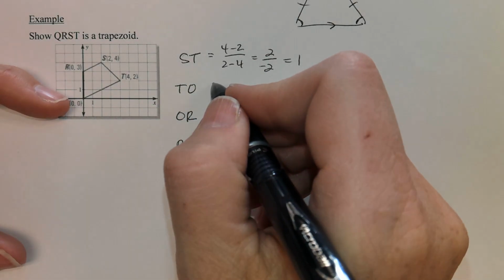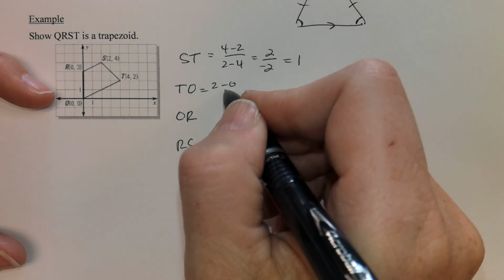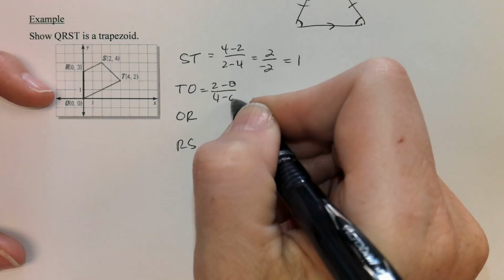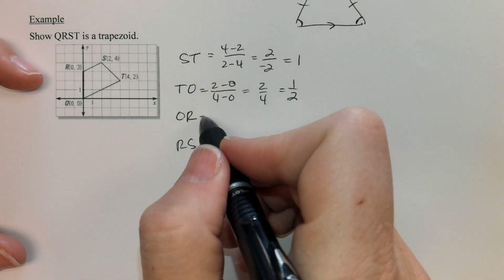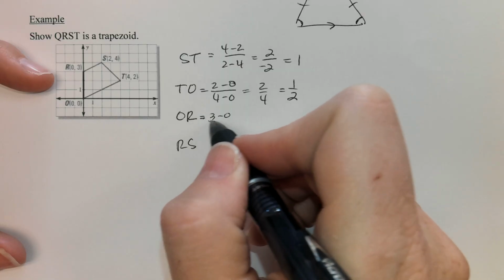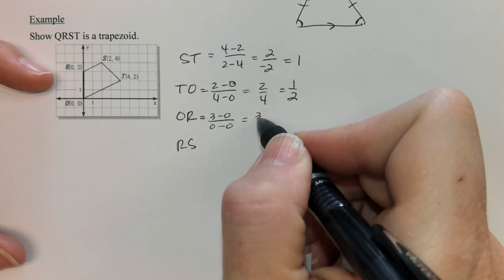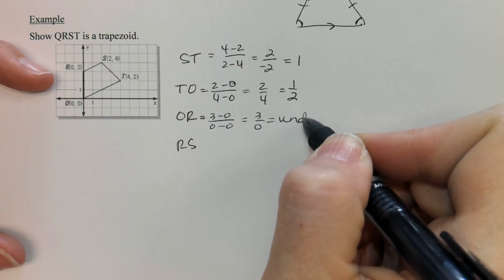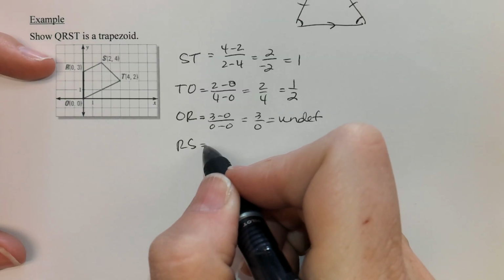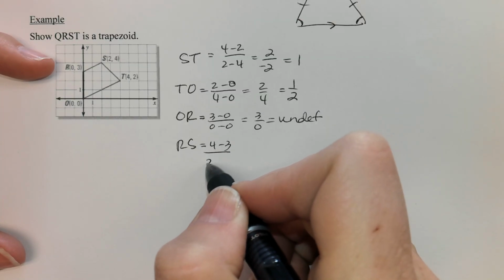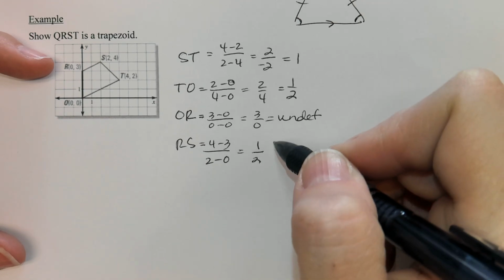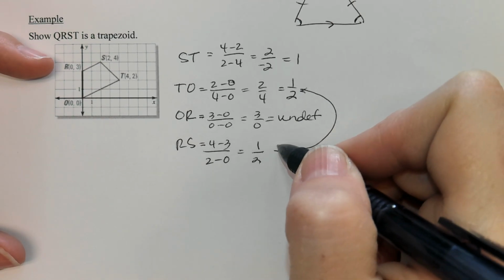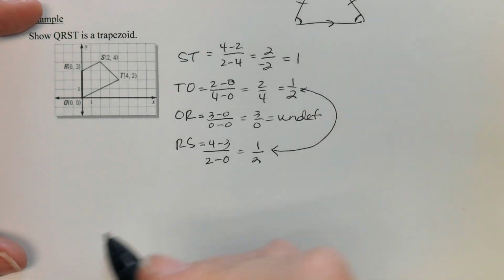T to O again, y minus y and x minus x, so 2 over 4 is a half. Make sure that you're always reducing your slopes. O to R would be 3 minus 0 over 0 minus 0. So this is 3 over 0, which is undefined. And then RS is the last one. It would be 4 minus 3 and then 2 minus 0. So we've got a 1 over 2. So we've got one pair that match and one that doesn't.